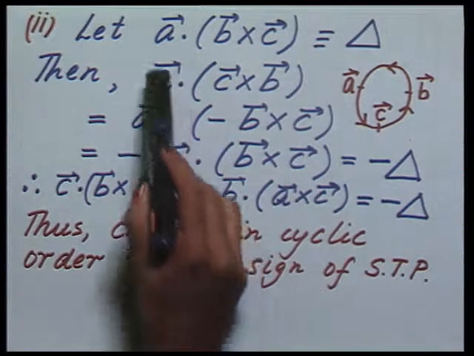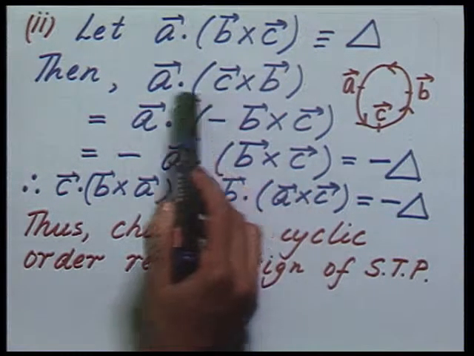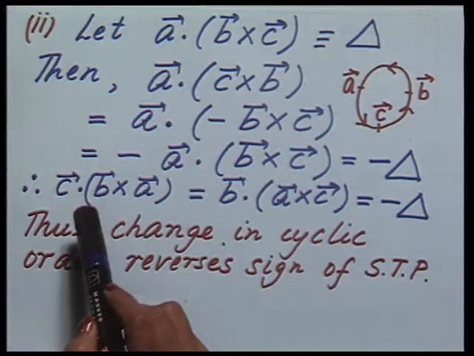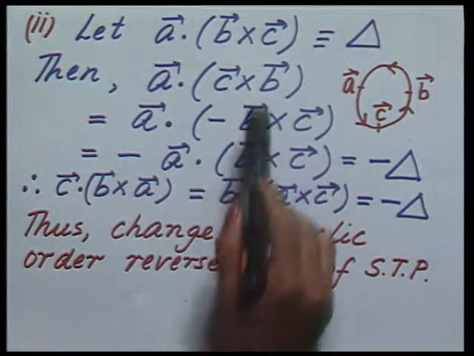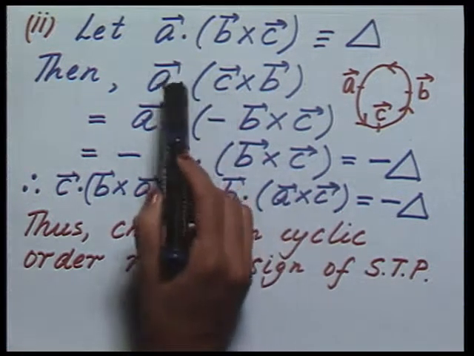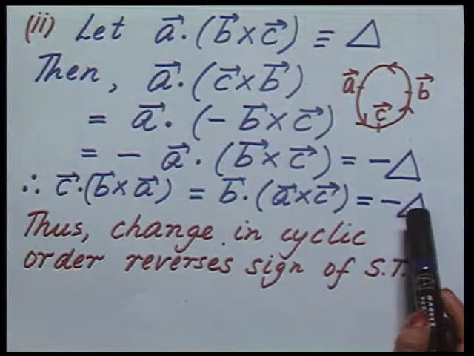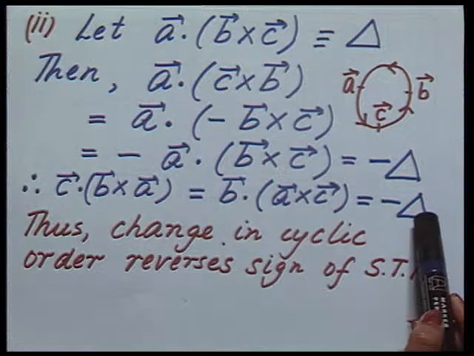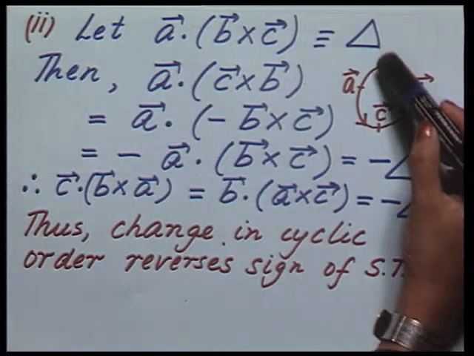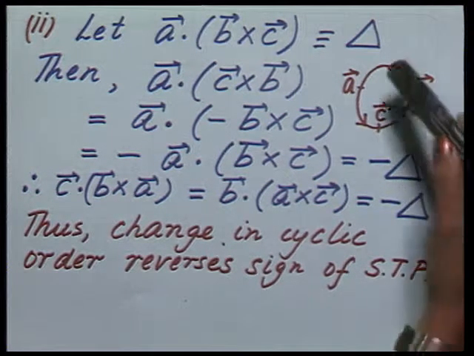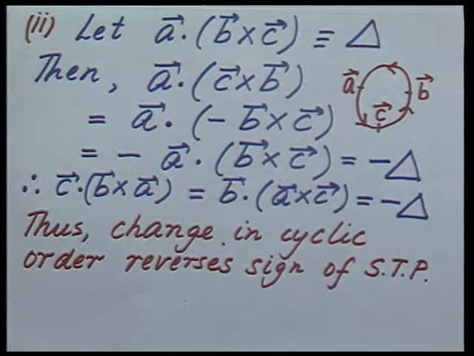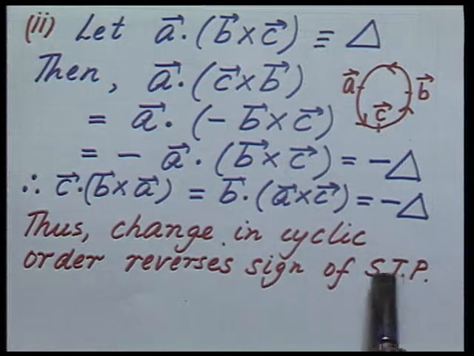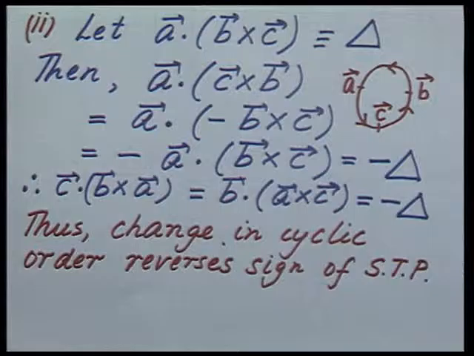Similarly, by retaining the cyclic order of this new scalar triple product, we have C dot B cross A, which is the same as B dot A cross C, will be the same as A dot C cross B, that is minus delta. In other words, if we change the cyclic order of a scalar triple product, then the sign of the scalar triple product is reversed. This STP here stands for scalar triple product.